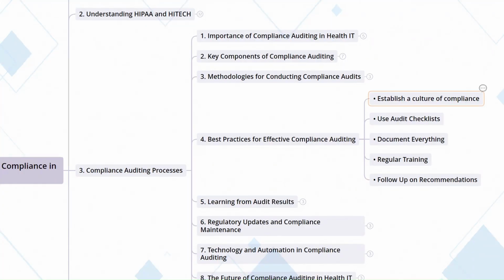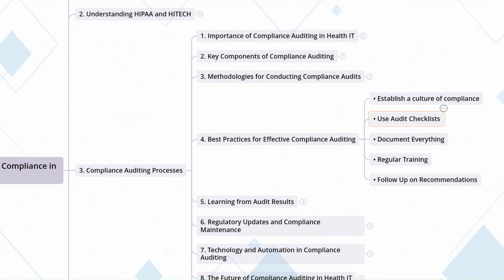Firstly, establishing a culture of compliance. Foster an organizational culture that prioritizes compliance and supports staff in understanding their roles in maintaining data privacy and security. Encourage staff to report compliance concerns without fear of retribution.